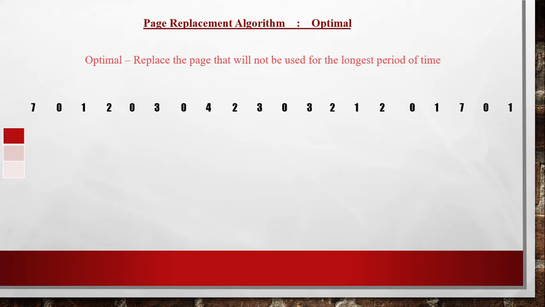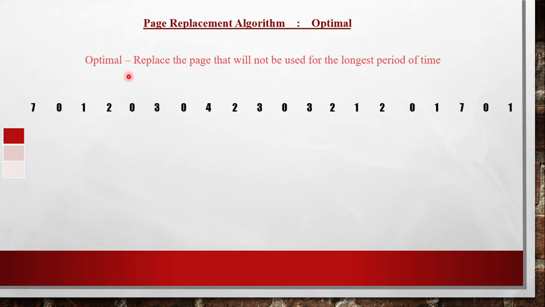So before we start with the optimal page replacement algorithm, we must see its definition. Replace the page that will not be used for the longest period of time. It means I should replace the particular page which may not be necessary in the near future.